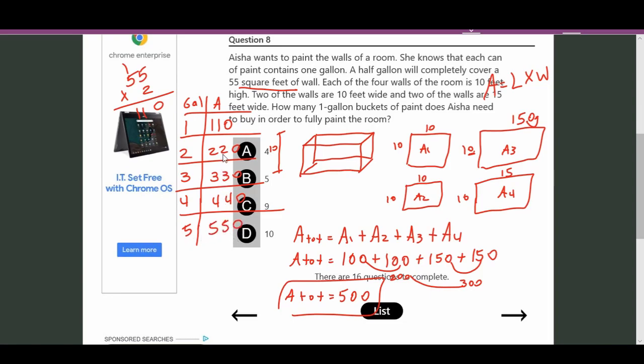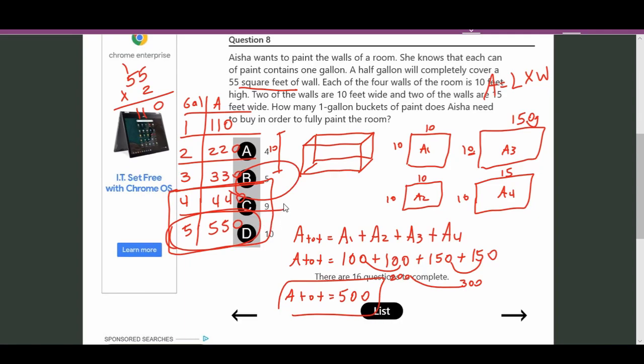Much easier to do this mentally than to do 500 divided by 110, although they're both pretty easy. Okay, so the question is, how many gallons do you need? That means we're focusing right here on 4 and 5. If you get 4 gallons of paint, you're going to be short 60 feet. If you get 5 gallons of paint, you're going to have an additional 50 square feet with which you can paint. So the answer is 5 gallons.